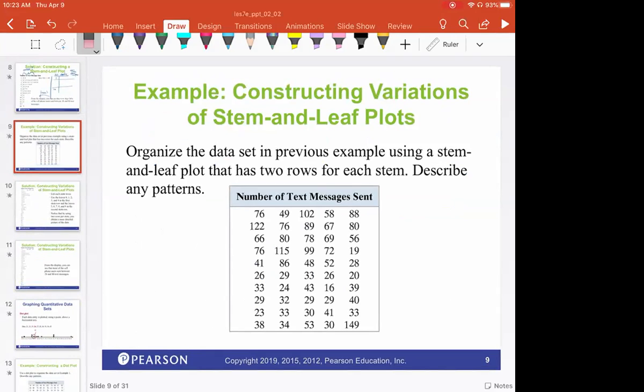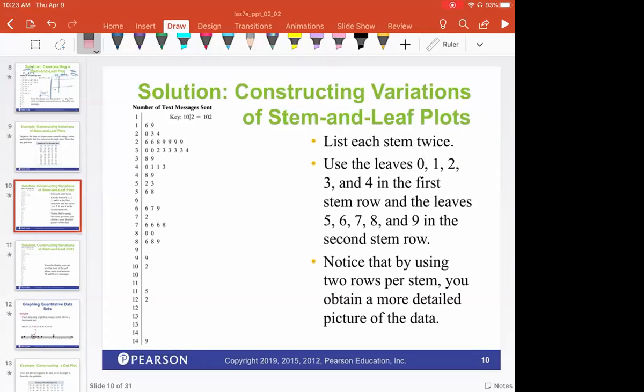All right, next slide. Organize the data set in previous examples using a stem and leaf plot that has 2 rows for each stem. Describe any patterns. So what we're doing here is just making 2 rows for each stem, and it's another way to do it. Sometimes it's nice to break down your information.